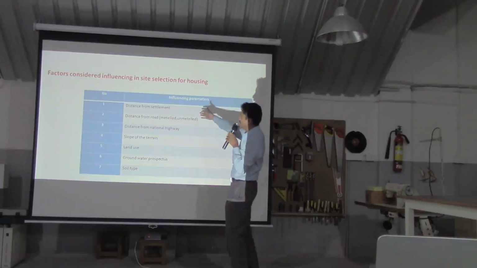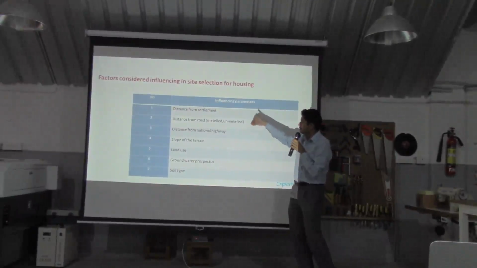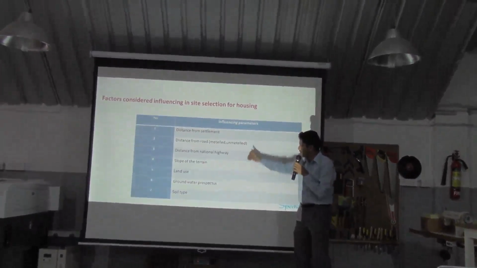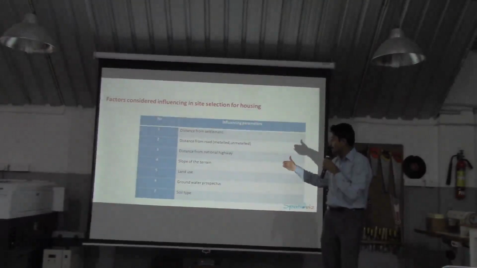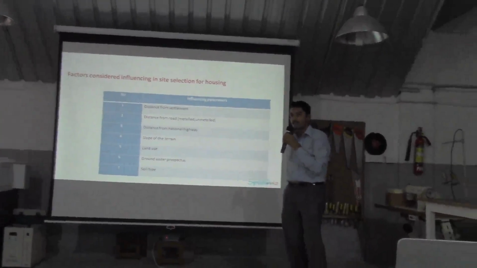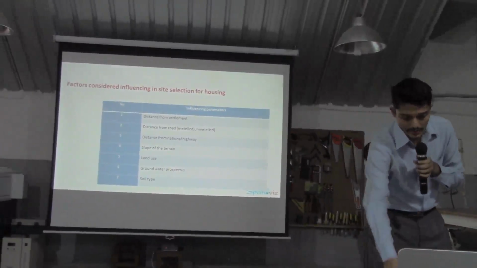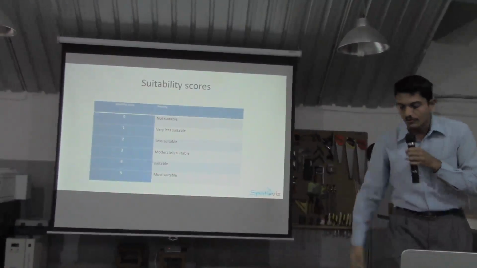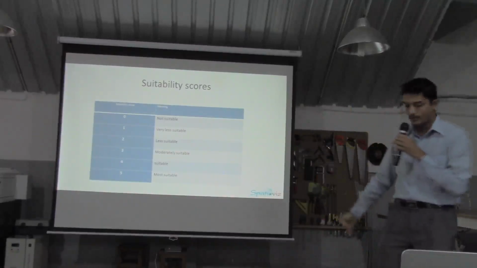We considered factors like distance of that particular land from a settlement, distance from the road, is it a metalled road or unmetalled road, distance from the national highway, the slope or the terrain of that particular land, what is the land use, what is the groundwater prospects in that area, and what is the soil type. So using all these parameters, how can you say which is the best land to invest? So we gave a suitability rating between 0 and 5, 0 being not suitable and 5 being most suitable.